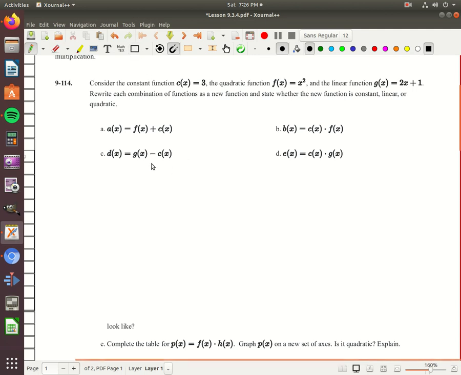what we come up with. So a of x is f of x plus c of x. Well, f of x is x squared, so again we're just adding these together. x squared plus c of x is 3. So that's what we get here. This is just going to equal x squared plus 3. That simple. If we go to b of x, it's going to be whatever we get when we take c of x times f of x. So we're going to multiply 3 times f of x, which is x squared. So obviously we just get 3x squared.